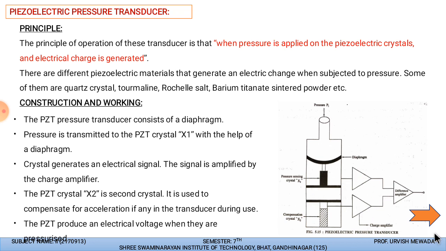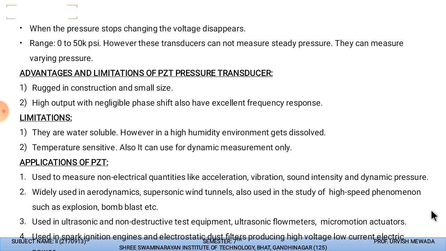And then a differential amplifier will differentiate the output from the piezoelectric transducer, and it will go into the display. Then let us continue to discuss the ranges, the advantages, disadvantages and the applications.